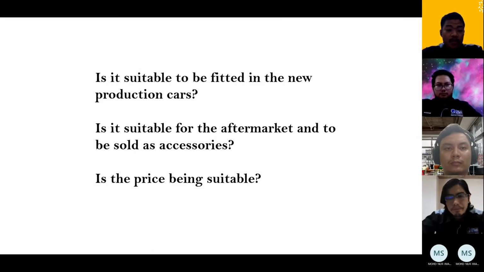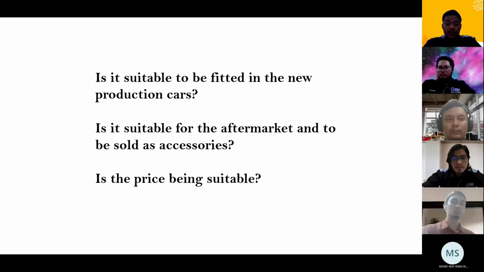Secondly, is it suitable for the aftermarket and to be sold as accessories for this intelligent braking system? Okay, moving with the trends, several car manufacturers are currently implementing the intelligent braking system. This situation brings aftermarket makers to join the trends, with several well-known companies such as Brembo. The answer to this question, is it suitable or not? The answer is yes and no.